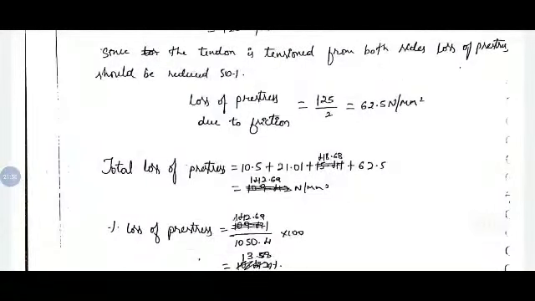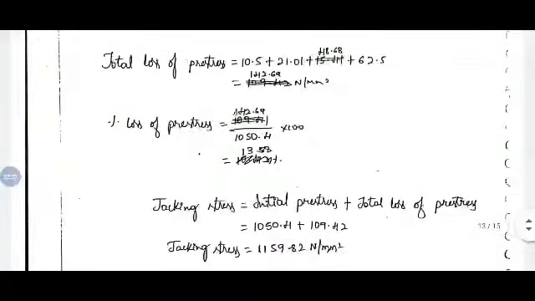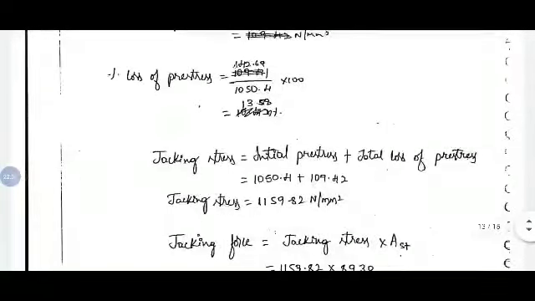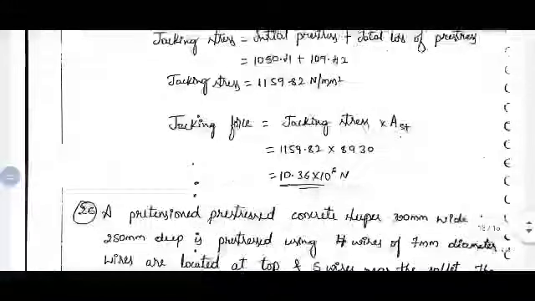And loss of pre-stress, total loss you can consider, percentage loss of pre-stress you can do. Then jacking stress, initial pre-stress plus total loss. If you add both, what should be the force you need to apply, you will get jacking stress, that is 1159.82 Newton per mm square. Then again multiply it with A_st, we will get jacking force.